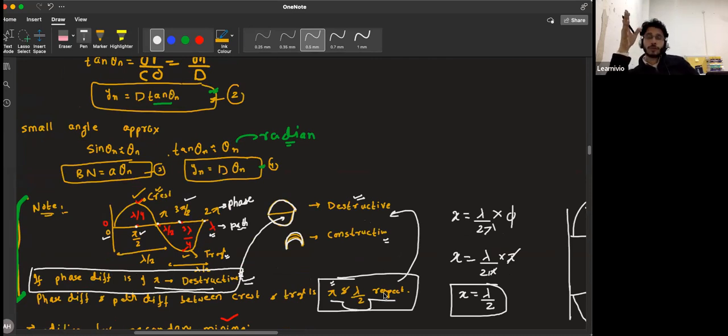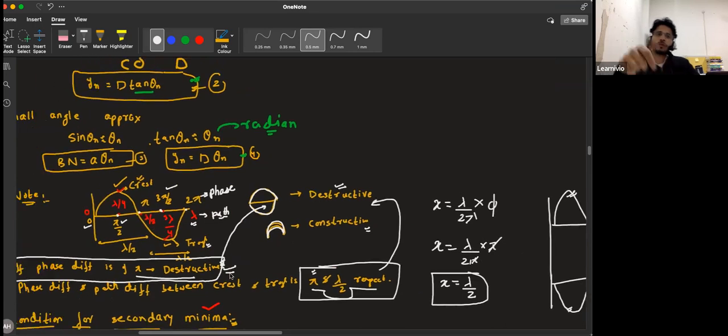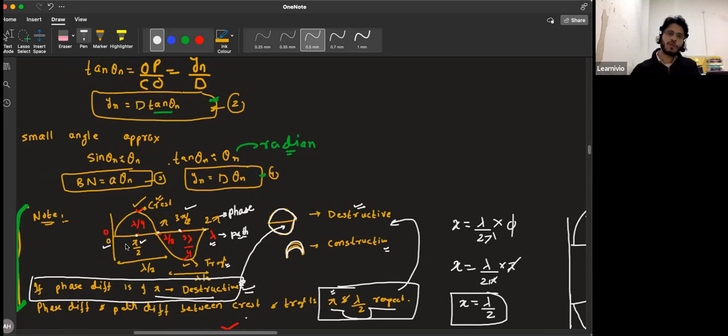All conceptual questions that we will do from now onwards will use this concept. Path difference of lambda by 2 means destructive. Phase difference of pi means destructive superposition. Path difference of lambda by 2 between two waves means destructive superposition. The waves will cancel out. Should we draw the diagram also? No need to draw the diagram. Just note down these two facts. We already did this in interference, so no need to draw it again.